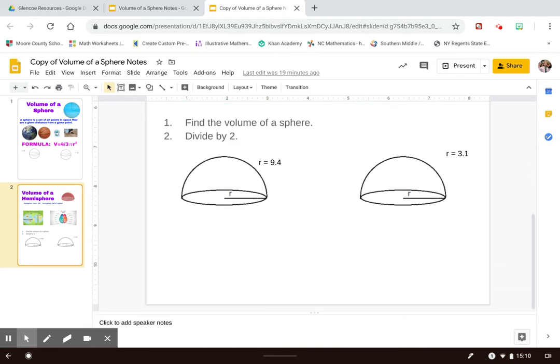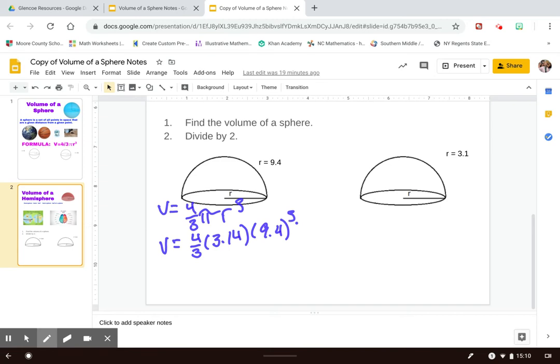The way we're going to find the volume of a hemisphere is to find the volume of a sphere first and then divide it by 2, because remember, hemi means half. So we have to divide by 2 to get half of that original volume. We begin with volume equals 4/3 pi times the radius to the third power. So we have 4/3 times 3.14, and my radius here is 9.4, to the third power.